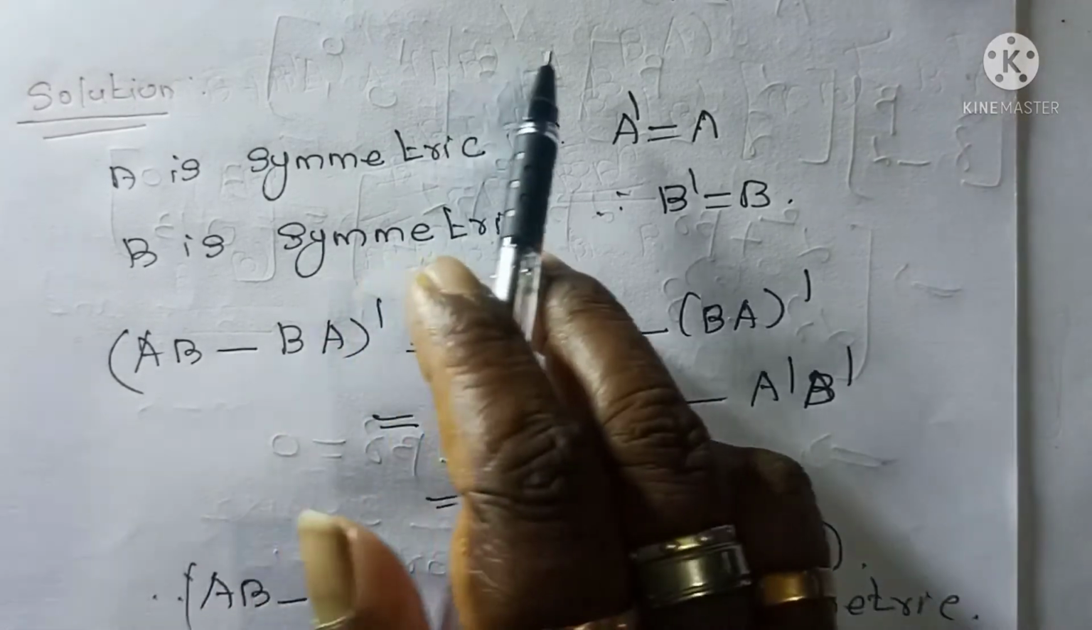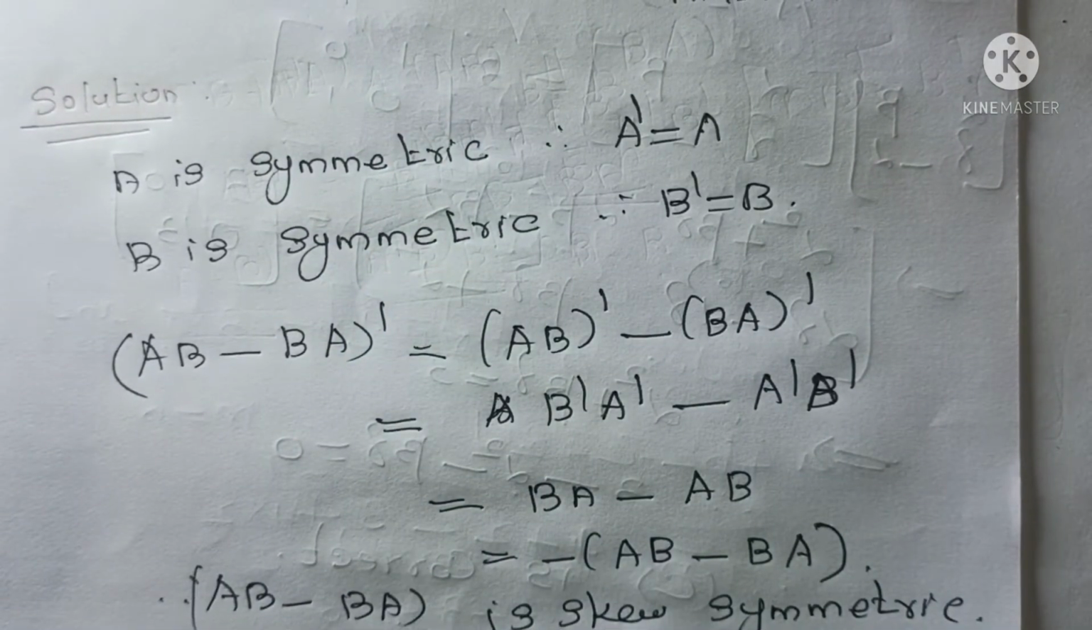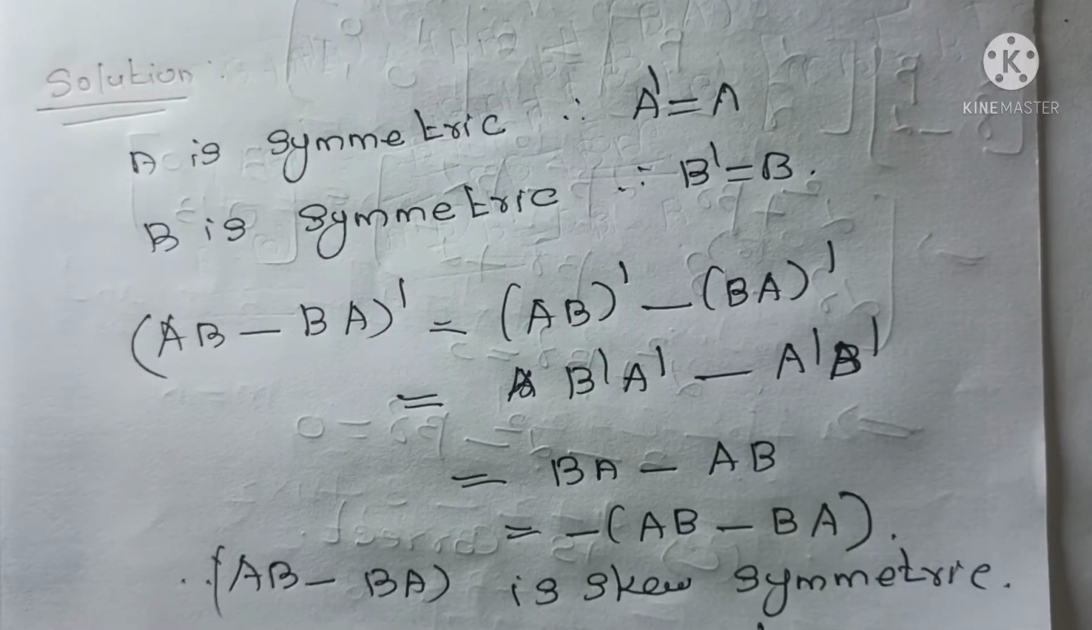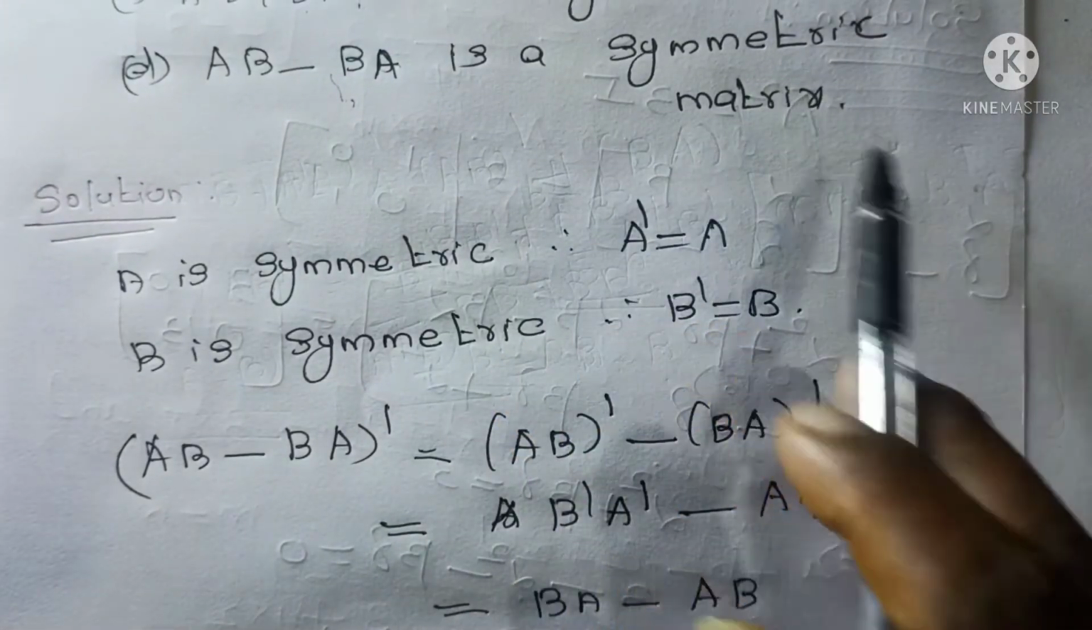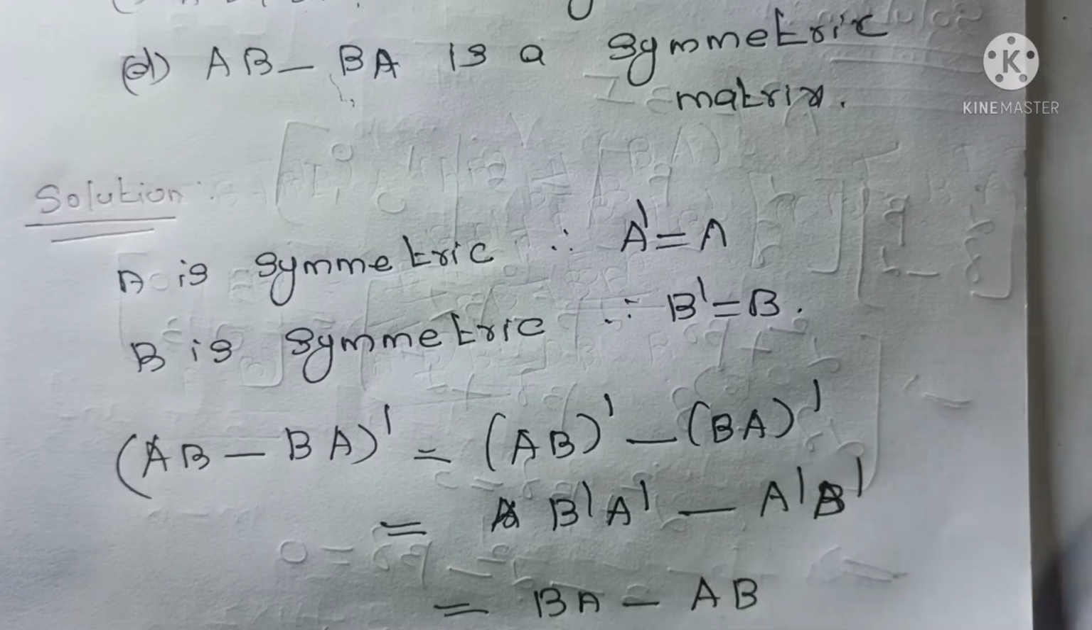Here I checked option 4 also. In option 4 we got a skew symmetric matrix only, but in the question they have given a symmetric matrix. So option C and D are also wrong.